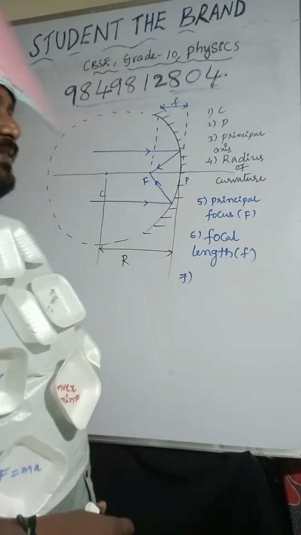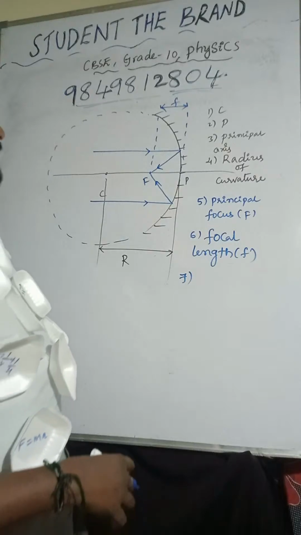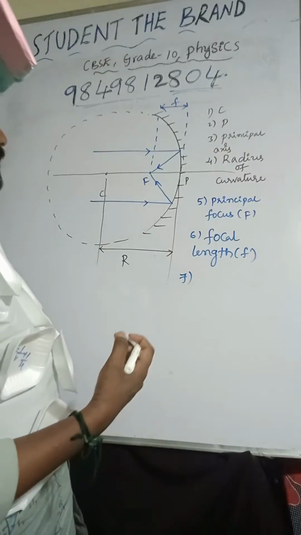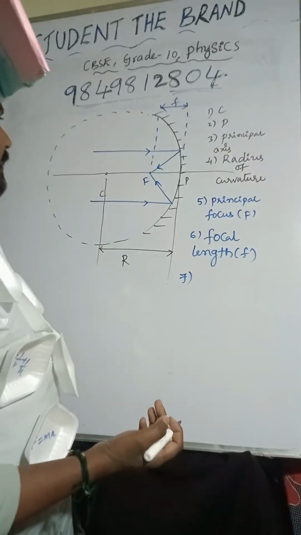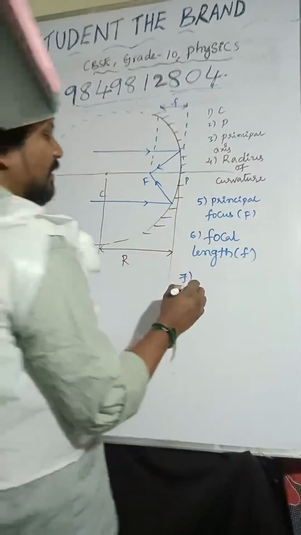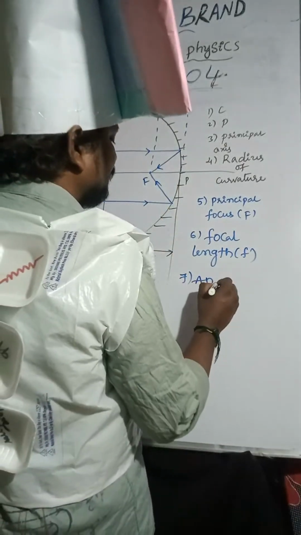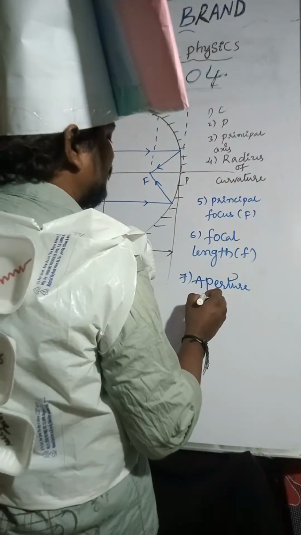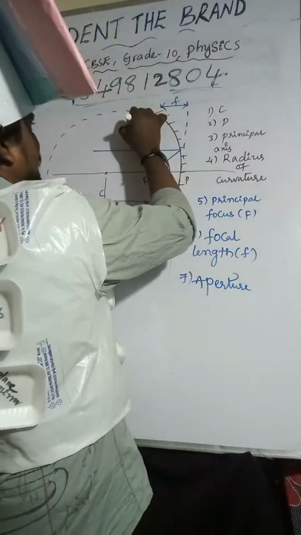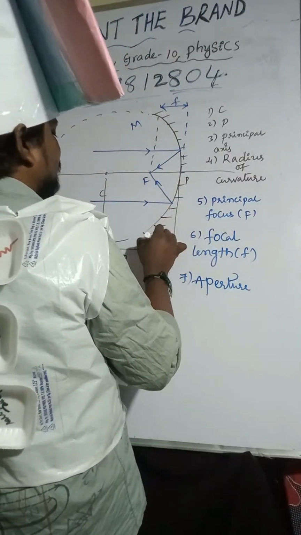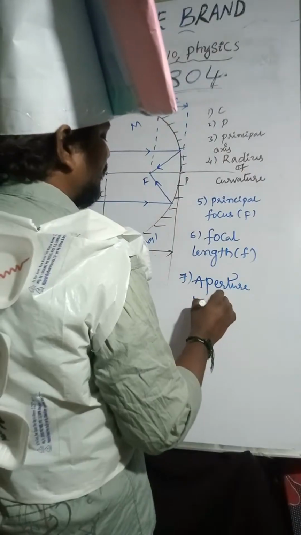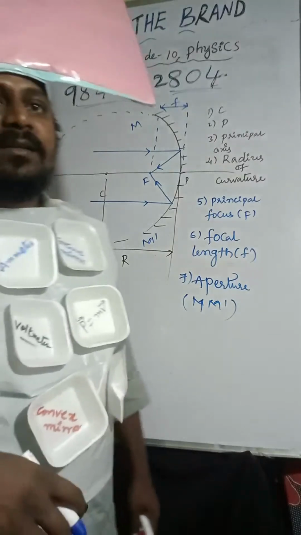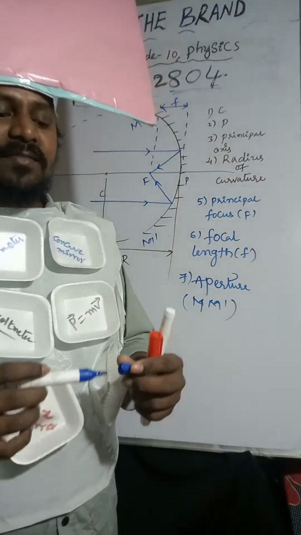So center of curvature, pole, principal axis, radius of curvature, principal focus, focal length, and the width of the mirror is called aperture. This is M and M dash. I hope it is very clear. Just check once.